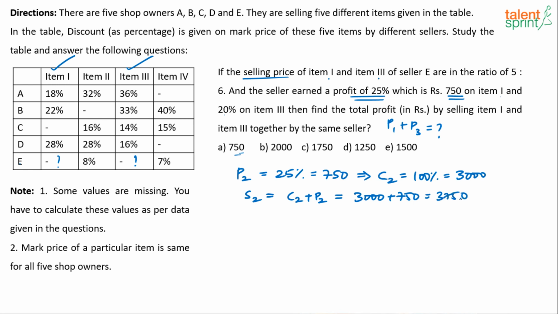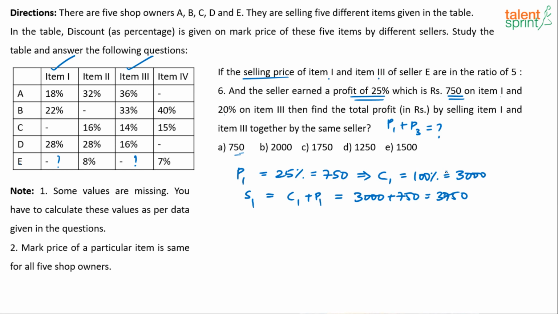Yes or no? Why am I writing item 2 on item 1? There's something seriously wrong with my numbering today. It's all item 1, not item 2. We're referring to item 1. Sorry. Profit on item 1, cost price of item 1, selling price of item 1. It comes out to be 3750.